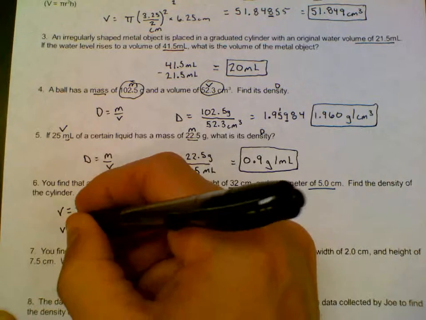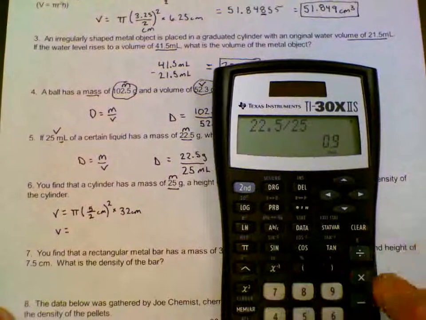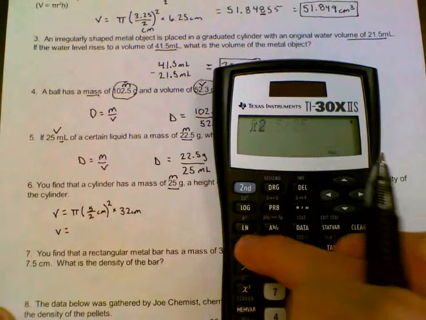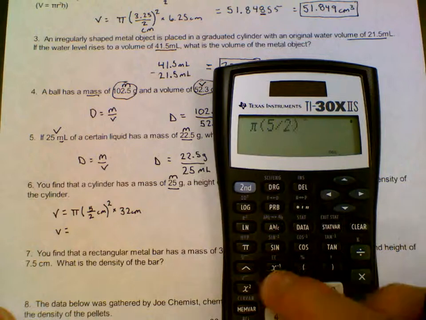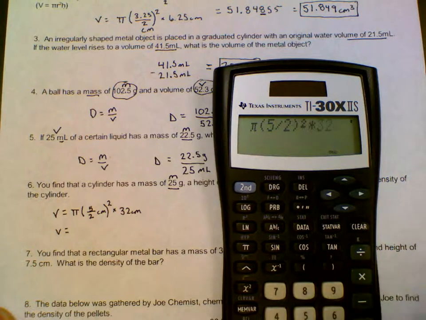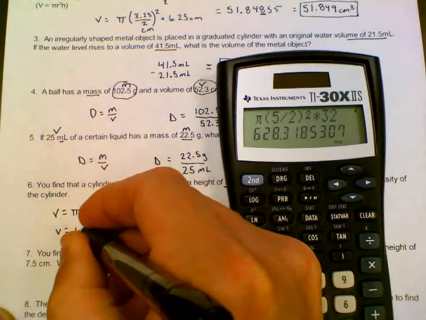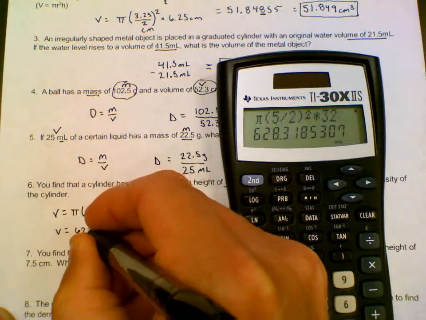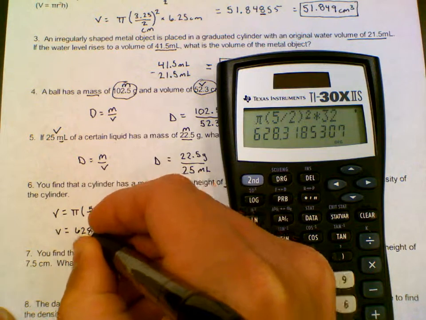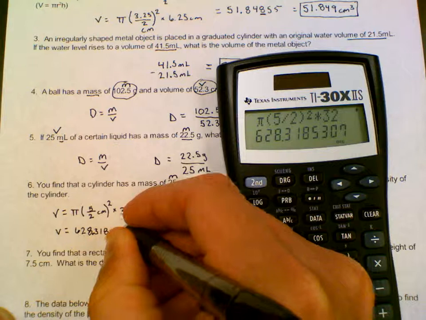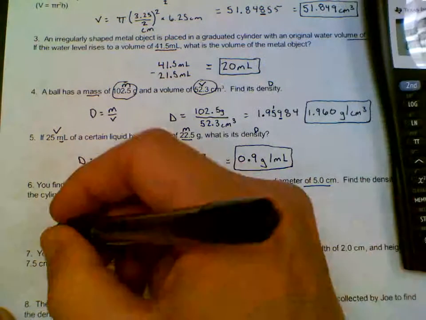So our volume is going to be equal to that math problem. So pi times 5 divided by 2, so that gets us our radius, squared, times 32. 628.318. That's centimeters cubed. Now this is our volume.